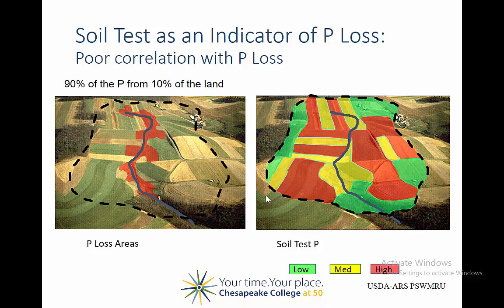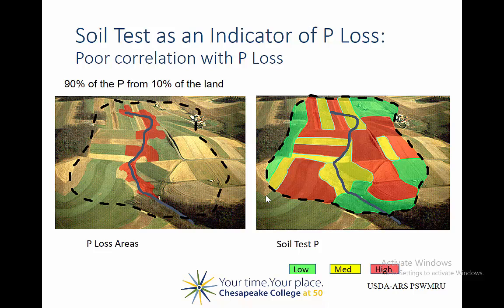Let's look over here at the right side. Same watershed, same dashed line, the blue line going through the middle. Now we're looking at the individual fields overlaid by color with the soil test P, right? P concentration in the soil. So when you look at one, then look at the other, you look at where these red spots are and how they correspond with the areas over here. Some of them are the same, right? There are some areas that are part of the 10% that fall in this high category.